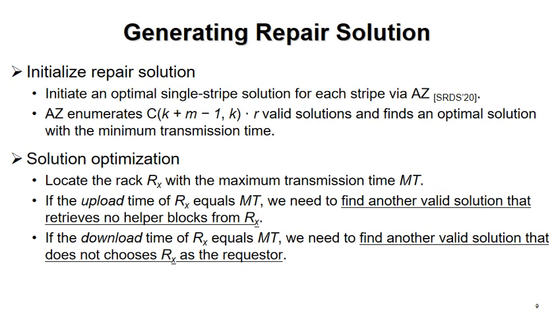After building the initial multi-stride solution, we employ a greedy algorithm to integrate optimals. Specifically, in each optimization, we locate the rack Rx with the maximum transmission time Mt. If the upload time of Rx equals Mt, then the repair procedure is bottlenecked by the cross-rack upload link in Rx. We need to find another valid solution that retrieves no helper blocks from Rx.